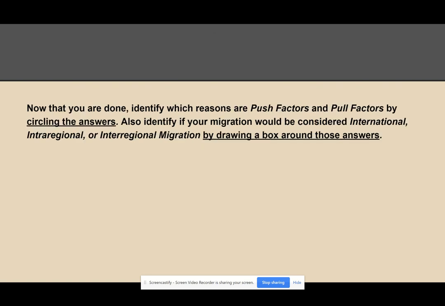The last thing we're going to ask you to do is identify the push and pull factors, kind of highlight them in your writing. So I would like you to circle all the push and pull factors. Also, if you could identify the international, interregional, or intra-regional migrations that you've done by drawing boxes around those answers. So really two things you're doing. It's either going to be circles or it's going to be drawing boxes. If you could do those, we would really appreciate it.